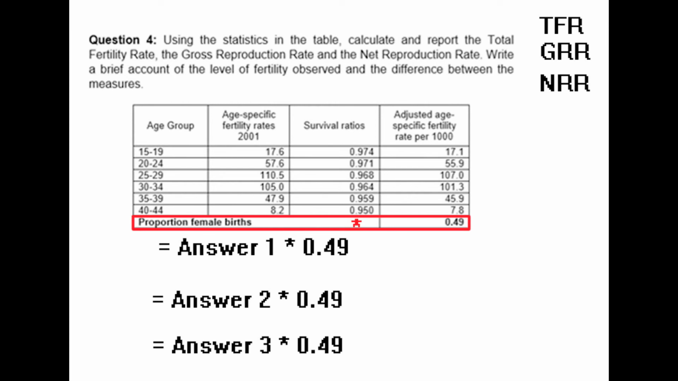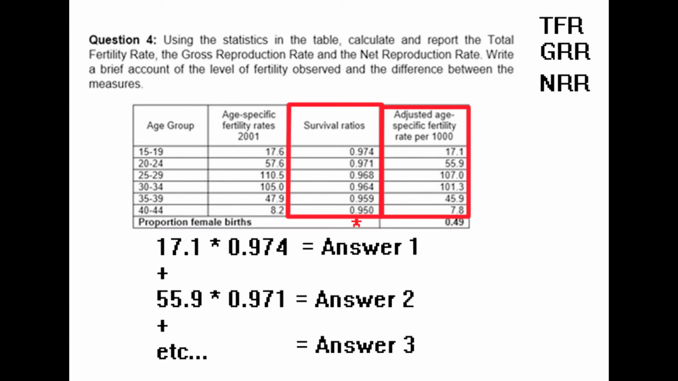Multiply this by the proportion female births, so do the exact same thing that we did with the GRR, to give you new values, and then multiply these new values by the survival ratios. So effectively, we're getting the adjusted ASFR per 1000. We're timesing this by the proportion female births, so we're getting only the ASFR for daughters, and then we're multiplying these values by the survival ratios. So we're only getting the daughters that survive of the ASFR.